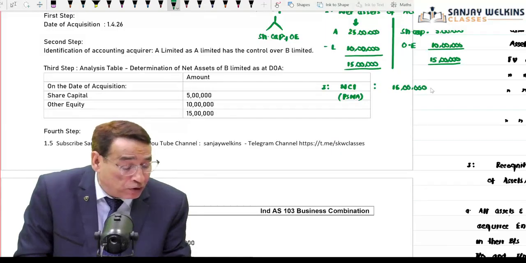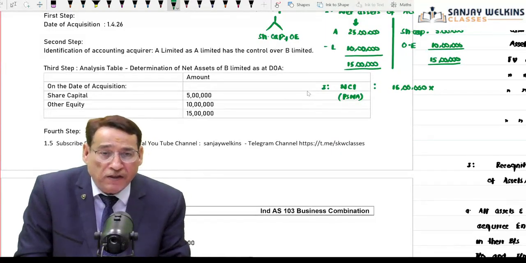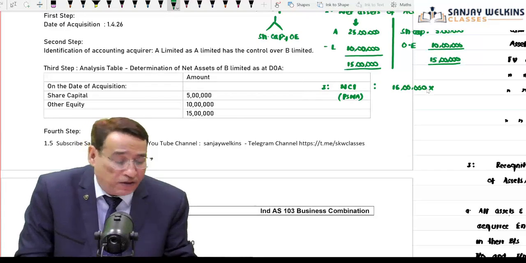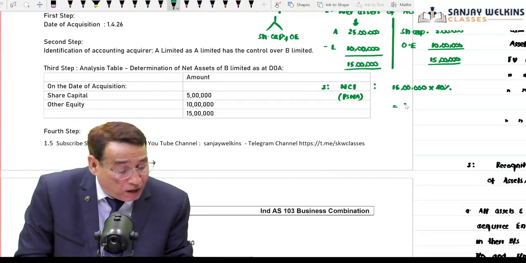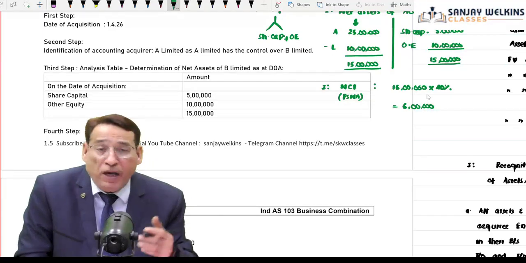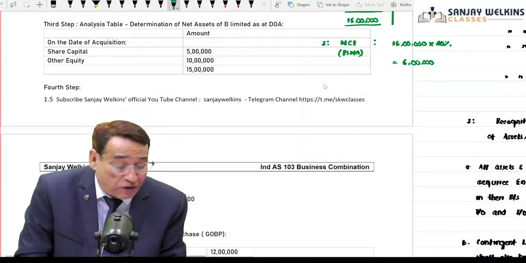Then I multiply it with the proportion of the NCI. What is the proportion of the NCI? Because you have acquired a 60% stake, the 40% proportion actually belongs to NCI. So that means out of 15 lakh, 6 lakh worth of net assets belong to NCI. Is it clear to you? After this, we have to find out the amount of goodwill.